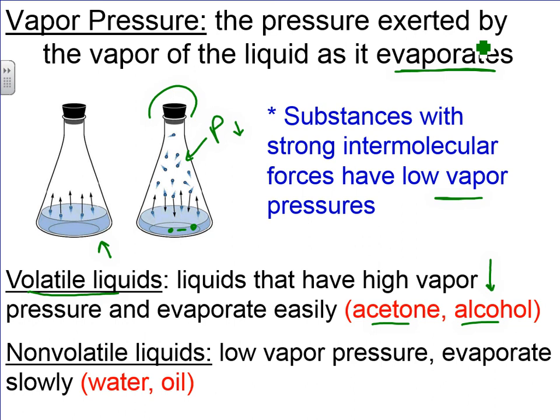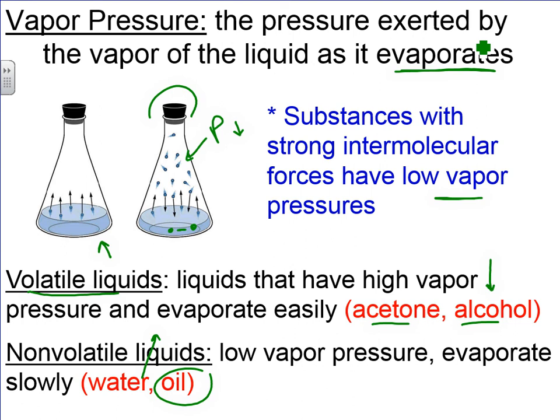Non-volatile liquids are more like oils. Now I put water in here. Water is technically halfway. It's kind of volatile. It's easy to vaporize water compared to oil. So non-volatile liquids will have low vapor pressures. Water will probably be somewhere in the middle. And you can actually affect water's vapor pressure by changing temperature quite a bit.